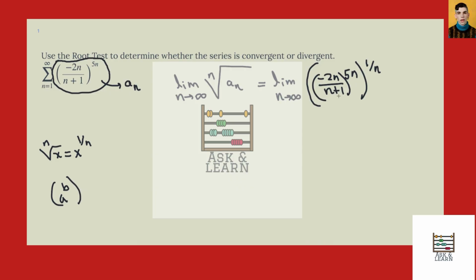So here in the parentheses, we have an exponent, a negative 2n over n plus 1, and that's all being raised to an exponent, so that's our a^b. And then that is being raised to another exponent, 1 over n. So the rule is you could just multiply those exponents. So in our case, we'll just multiply the 1 over n and the 5n, and the n's cancel.